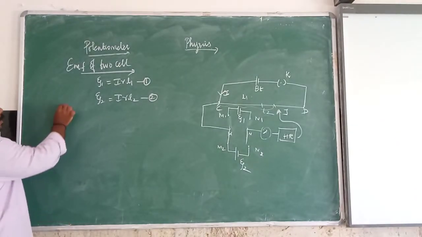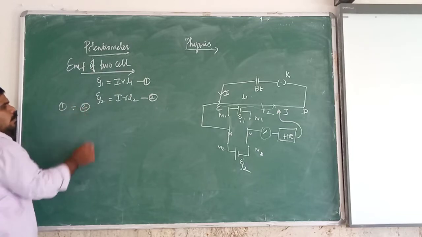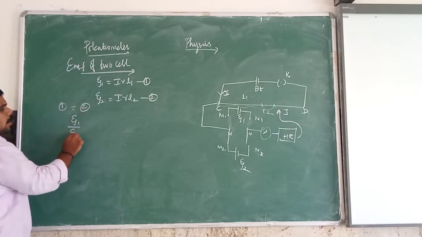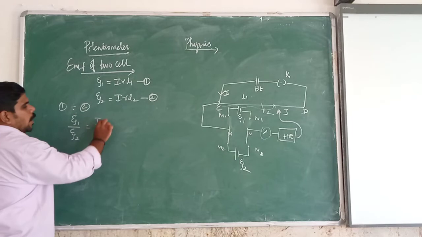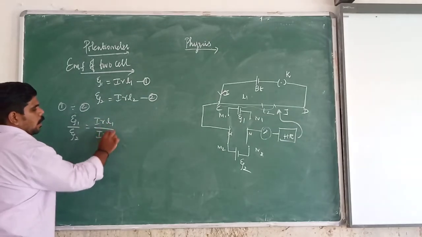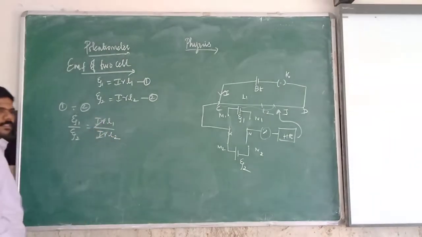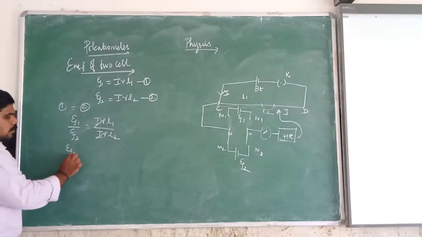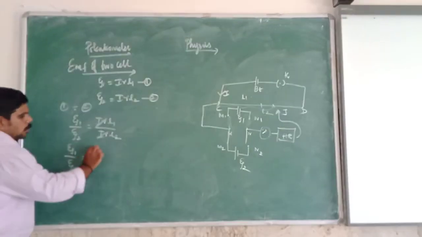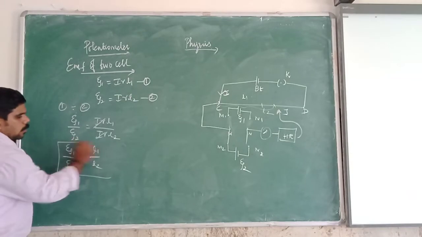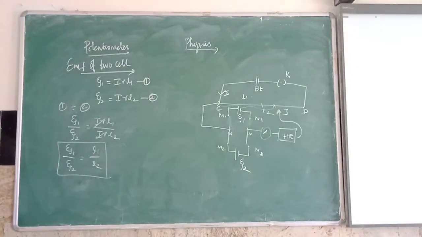From these expressions, equation number 1 divided by 2, we get psi 1 by psi 2 is equal to IR L1 by IR L2. IR cancels. So we get psi 1 by psi 2 is equal to L1 by L2.